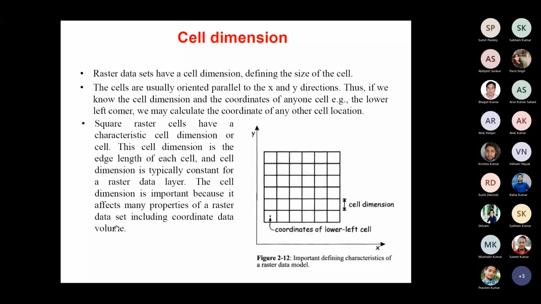data volume. What will be the relationship between cell dimension and cell volume? Anyone? Cell volume means number of cells. So what will be the relationship between the cell dimension and cell volume? If you reduce the cell dimension by half, say, what will be the effect on the number of cells?